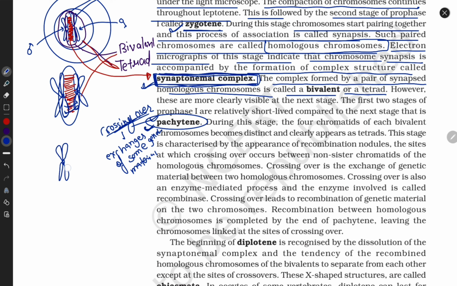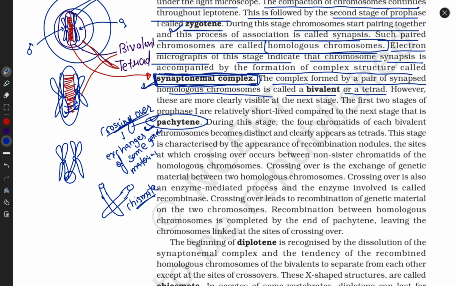I'm not drawing the synaptonemal complex here, I'm just drawing how they combine. This is the arrangement. This is for another chromosome and this is for another, and this cross form we call a chiasmata. Clear, guys? Now you are clear, I know you are clear.